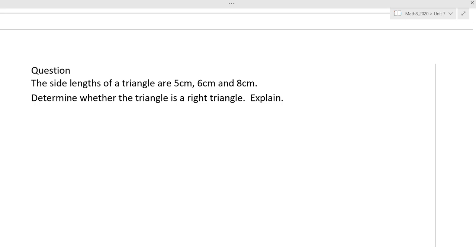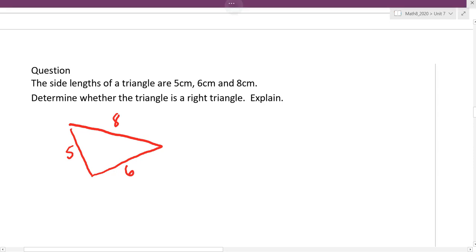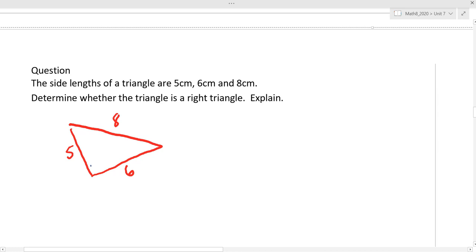The side lengths of a triangle are 5, 6, and 8 centimeters long. Determine if this triangle is a right triangle and explain. So we have a triangle. The longest side is 8, and the two other sides are 5 and 6. The question is, is it a right triangle? Do the two shorter sides meet at 90 degrees?